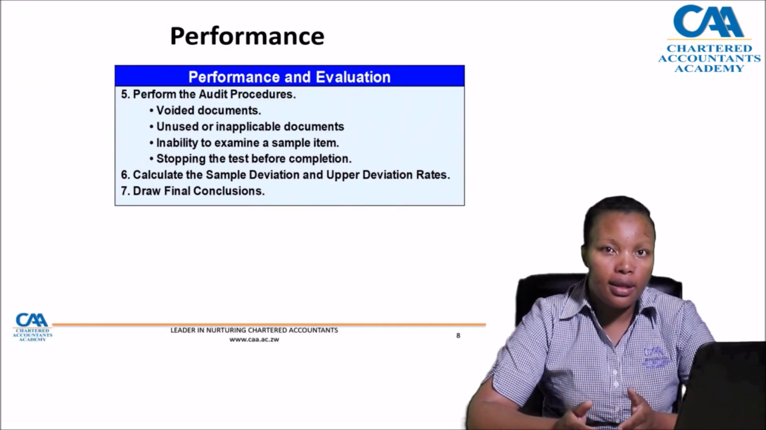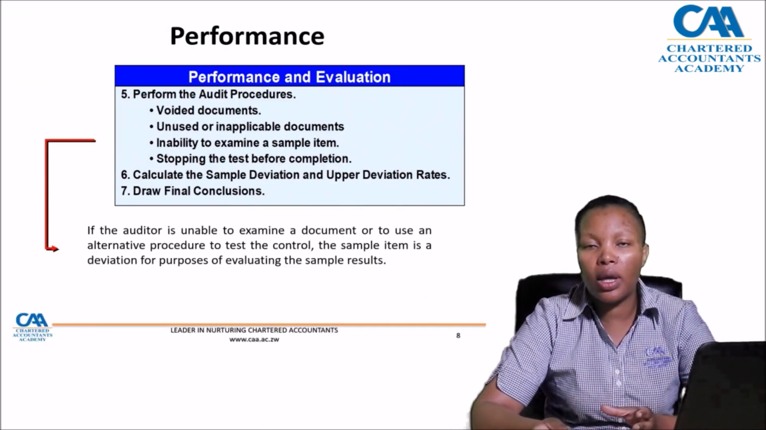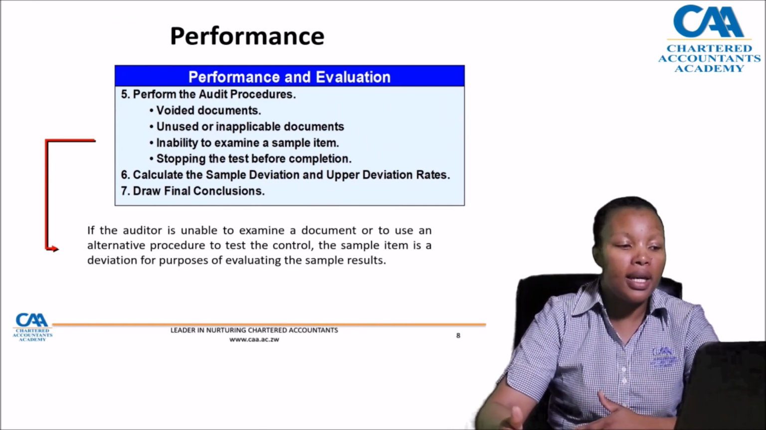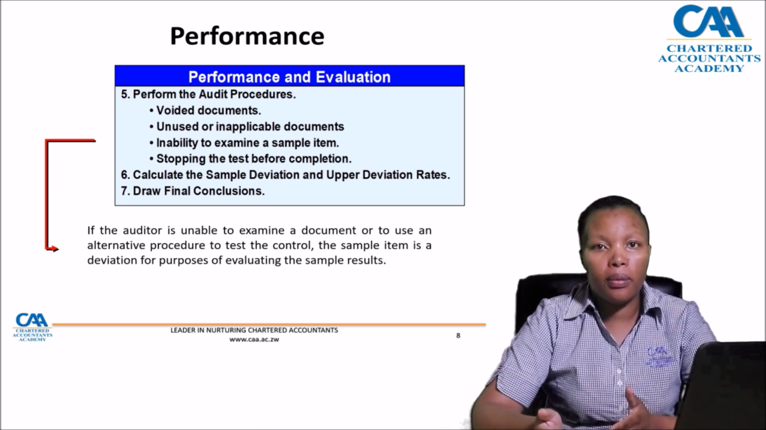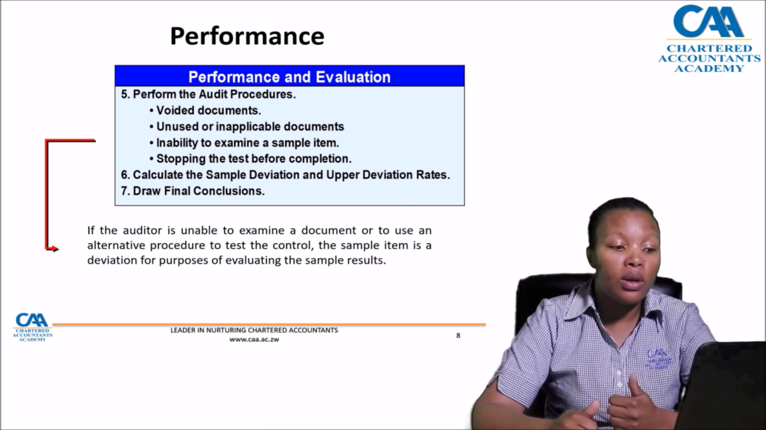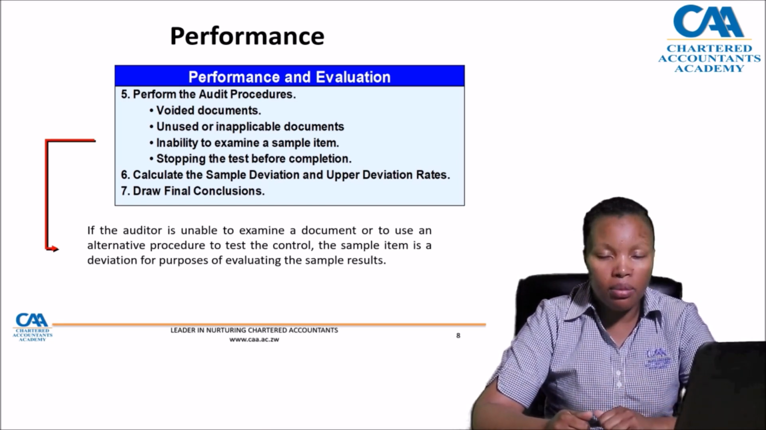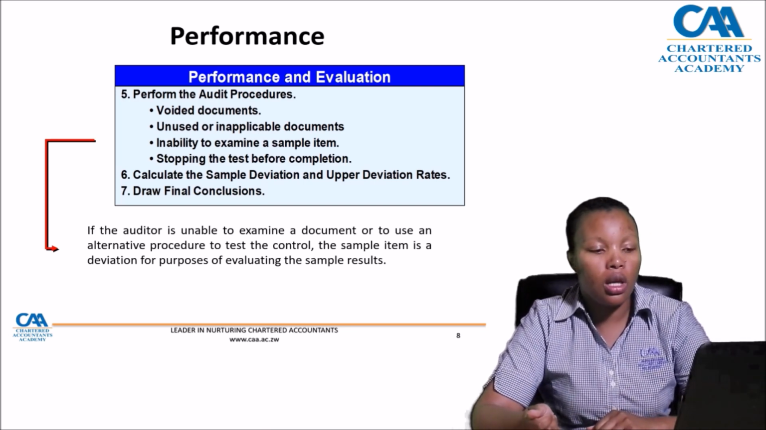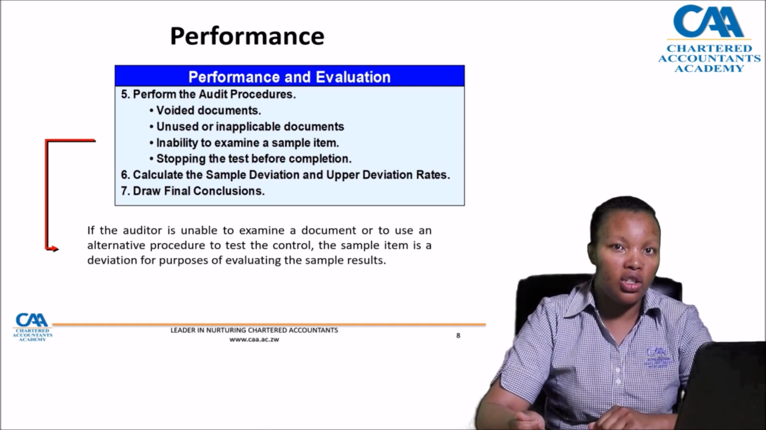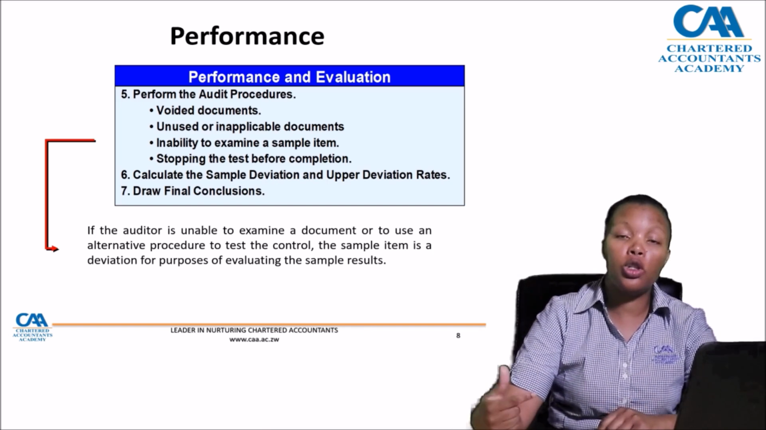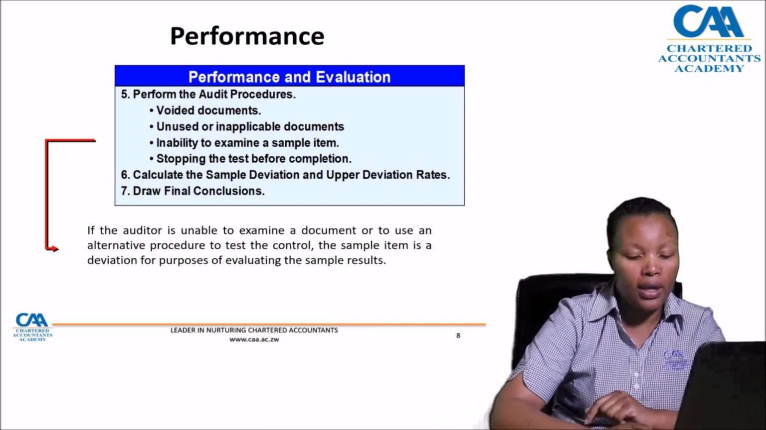If the auditor says there's nothing unusual and it's okay, they've replaced the voided or unused documents. But sometimes you can find an inability to examine a sample item. So if you as the auditor are unable to examine a document or to use an alternative procedure to test the control, then the sample item is a deviation for the purposes of evaluating the sample results. It means that you need to document it as a deviation.